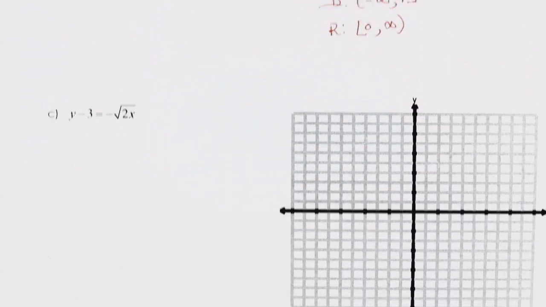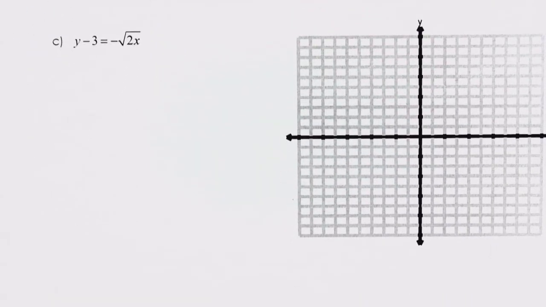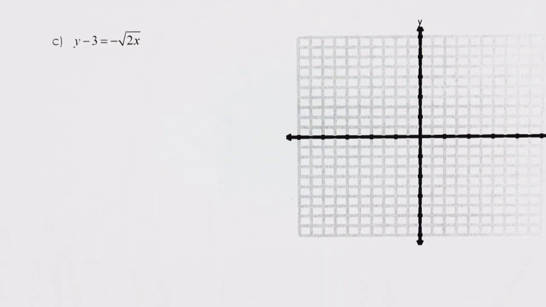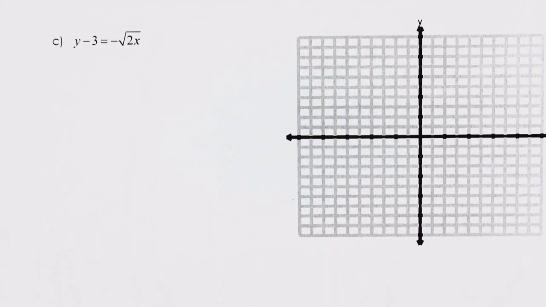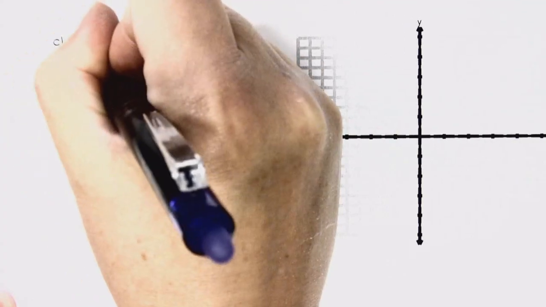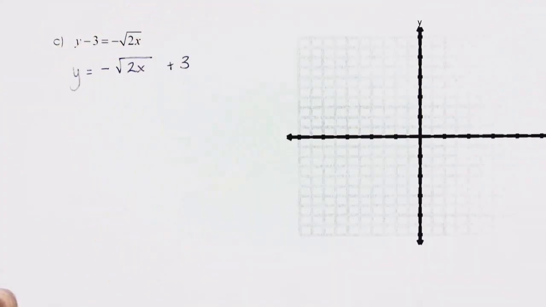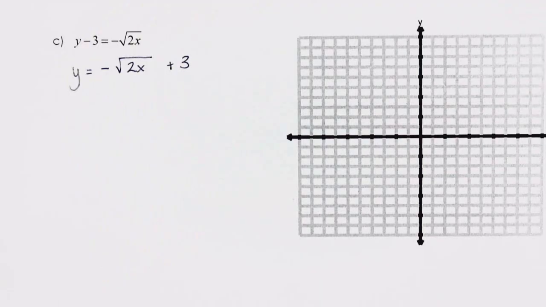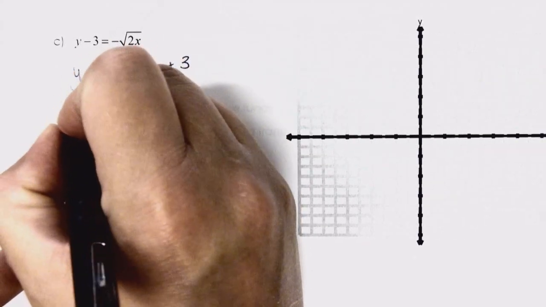This one, another tricky one from the transformation unit. You just factor from C to the right side. Bring the 3 to the right side. So it's going to be y equals negative square root 2x plus 3. So again, before I even get started, I'm looking at anything that I have to move around before I do my mapping rule.